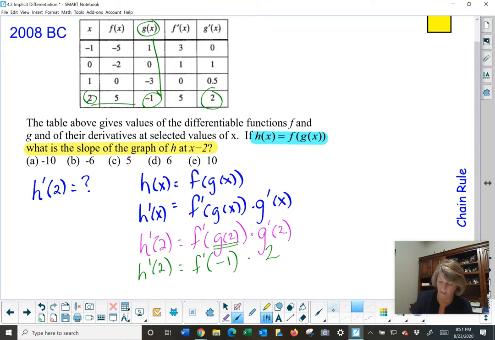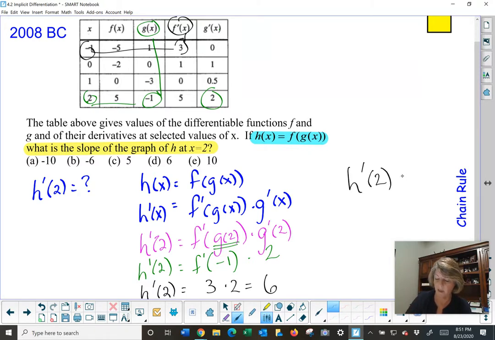One more line item, it looks like, to complete this. I would have h prime of 2 is equal to, well, f prime of -1, according to the chart, is it 3 or negative? It is 3 times 2 gives me an answer of 6. So my final answer, h prime of 2 is 6. I'm going to go with D. Right, next.